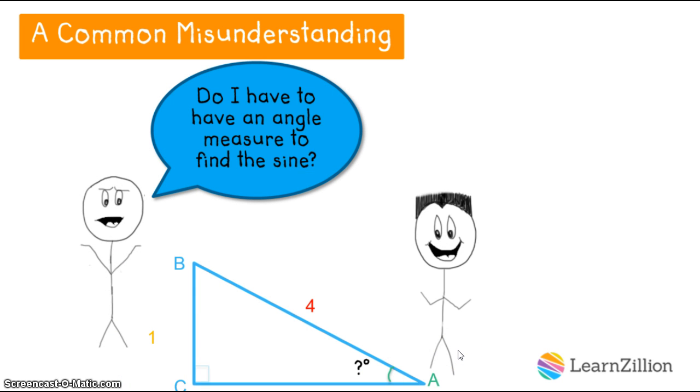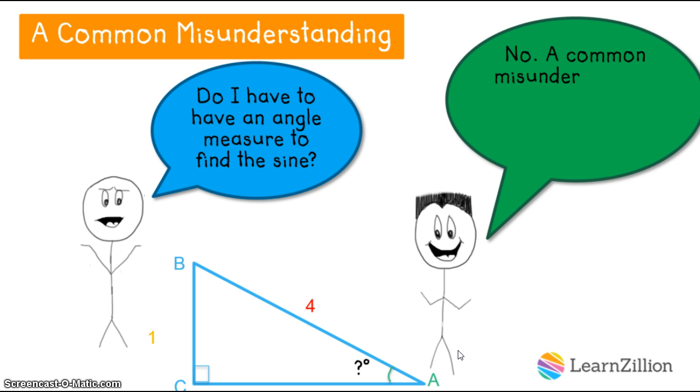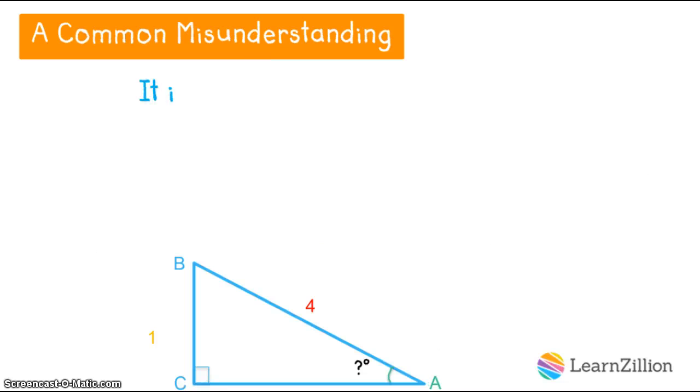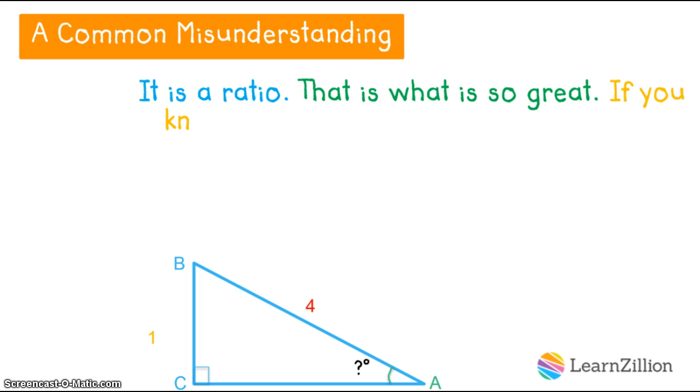You ask, do I have to have an angle measure to find the sine? No, a common misunderstanding is that you need the measure of an angle. However, if we had A and we wanted to find the sine of A, we just use the opposite over the hypotenuse, which in this example is 1 over 4. Remember, it is a ratio. That is what is so great.